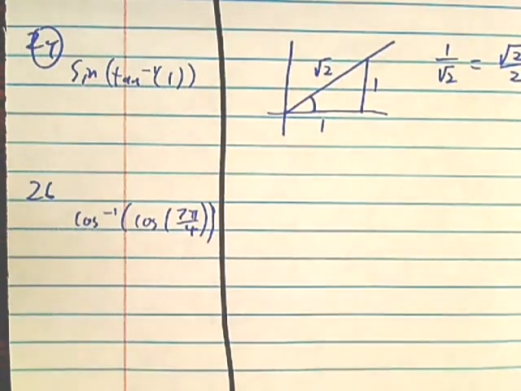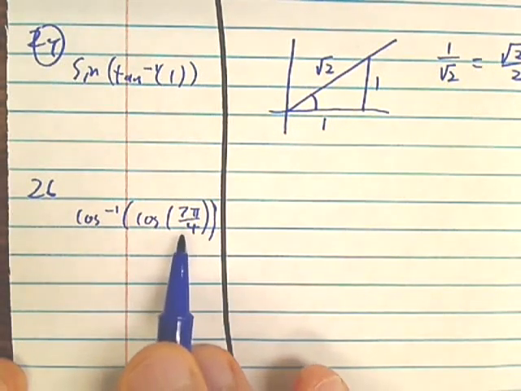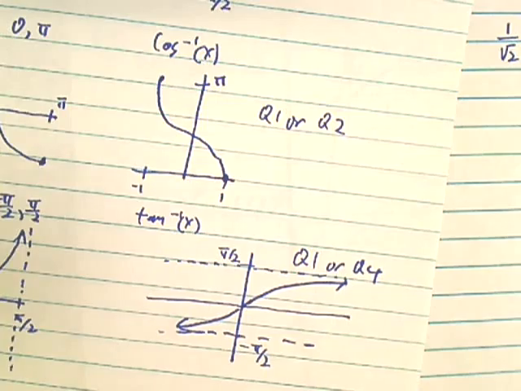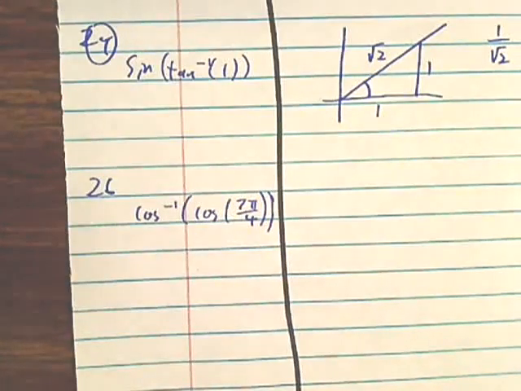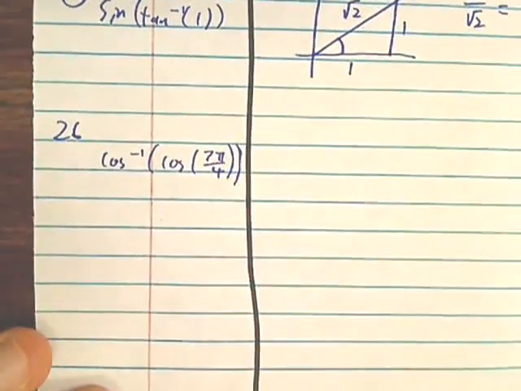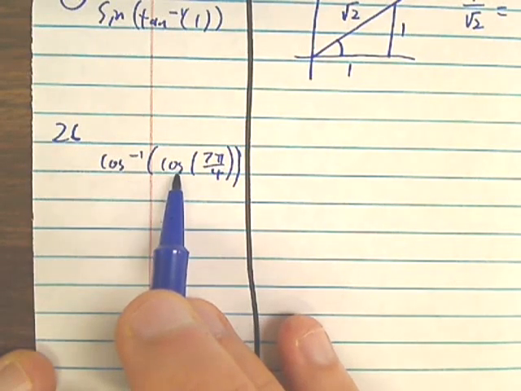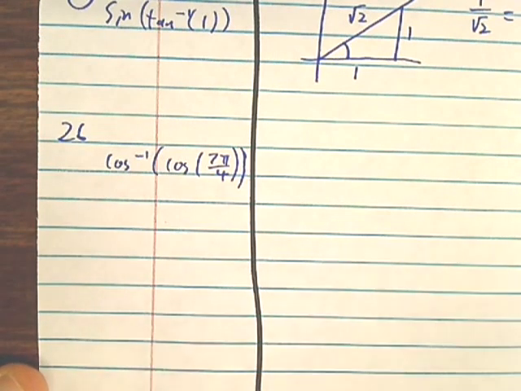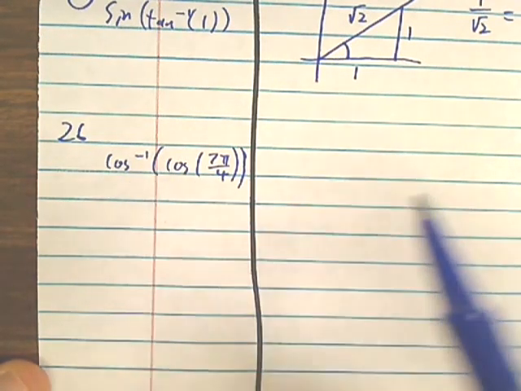Okay, we're back. Now, the cosine of 7 pi over 4, this is going to be in the fourth quadrant. And if I look at my inverse cosine graph, it has to be quadrant 1 or quadrant 2. So this is actually going to change. Normally, whenever you have an inverse and then the function itself, they just cancel out and you get 7 pi over 4. That's not going to happen in this case because this isn't one of those quadrants that inverse cosine likes.